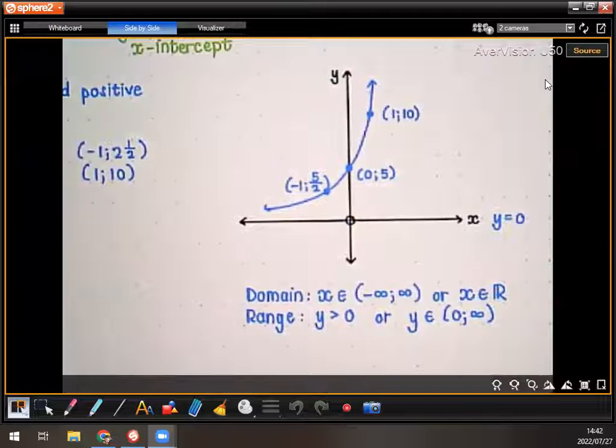Okay, any other questions about this one, guys? Okay, let's do one that is a bit more complicated. And we're going to look through one that is negative, but that has an x-intercept.